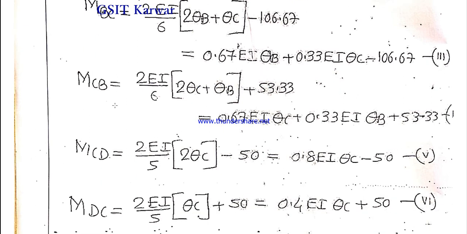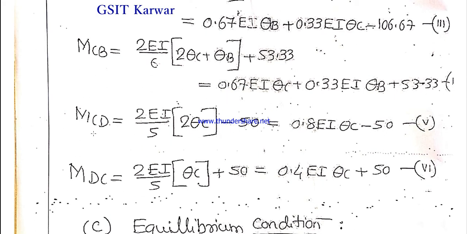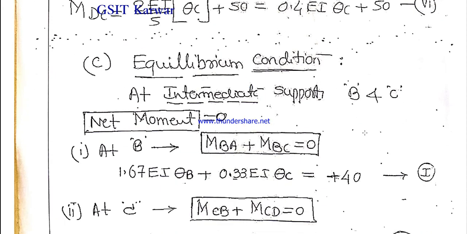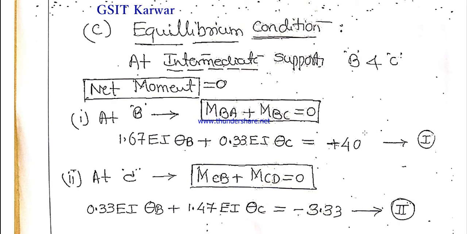Next, similarly calculate for moment CB. You are getting another equation, consider this equation number 4. Calculate moment CD, this is considered equation number 5, and DC is considered equation number 6. Next, apply the equilibrium condition.